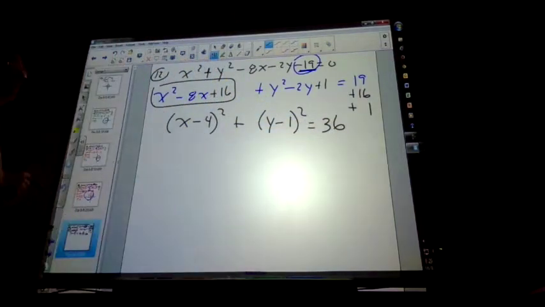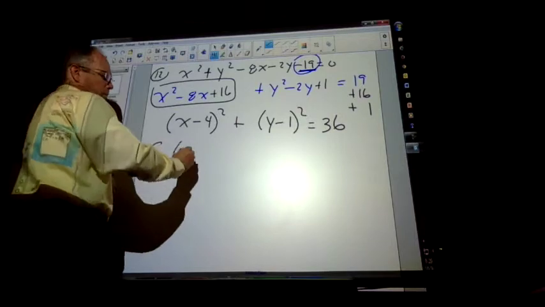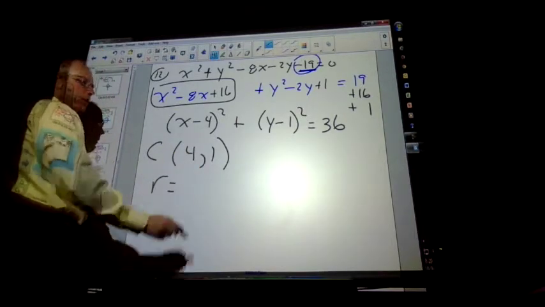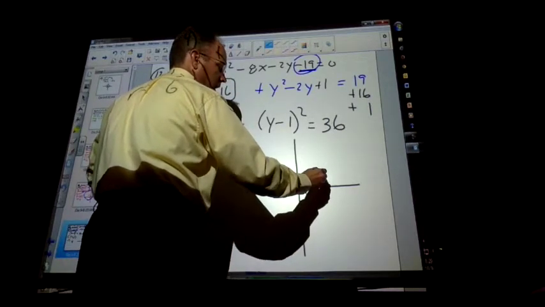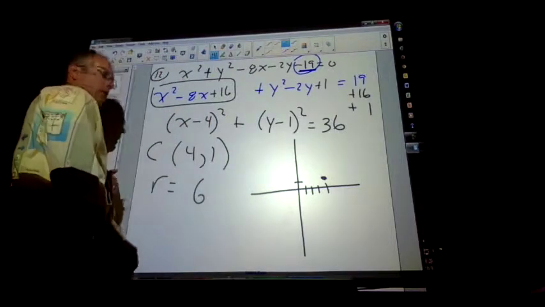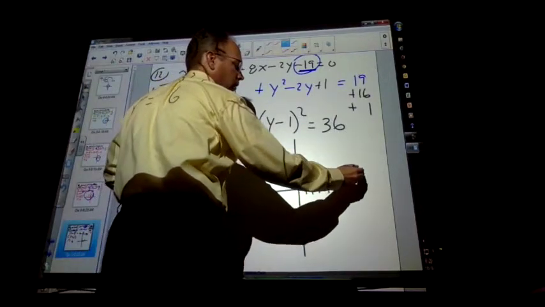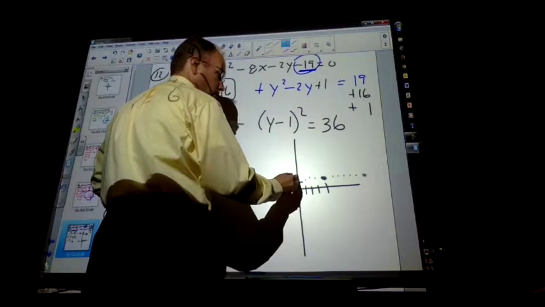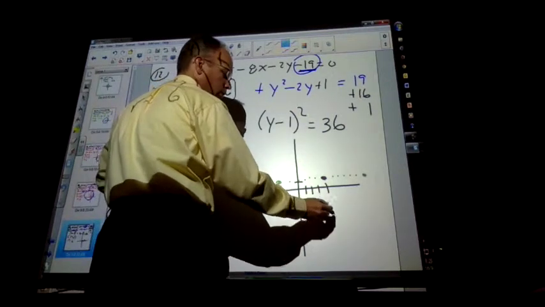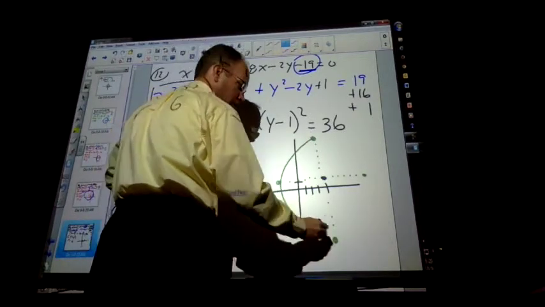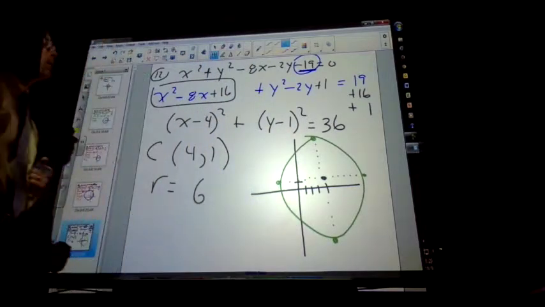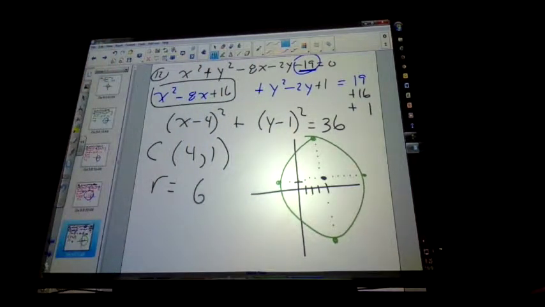What is my center? 4, 1. Radius? 6. So go to 4, 1. And then what am I going to go in each direction? 6. So 1, 2, 3, 4, 5, 6. How does that look? Okay.